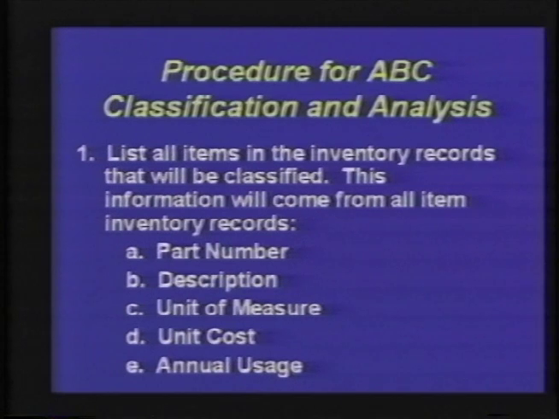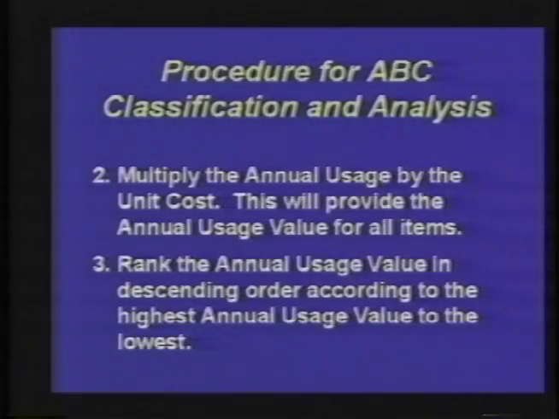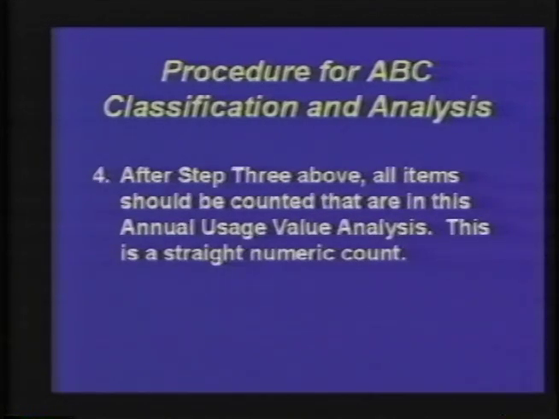And as I indicated on page 16, we start the procedure. And you'll notice that the first step, I indicate you need part number, description, unit of measure, the unit cost, and annual usage. Guess what? All of that data comes from your inventory record. Then you're going to multiply annual usage by the unit cost. That's step 2. You're going to rank or sort the highest annual usage to the lowest. That's step 3. Then after step 3 above, all items should be counted, which is that second column from the left on our ABC analysis.